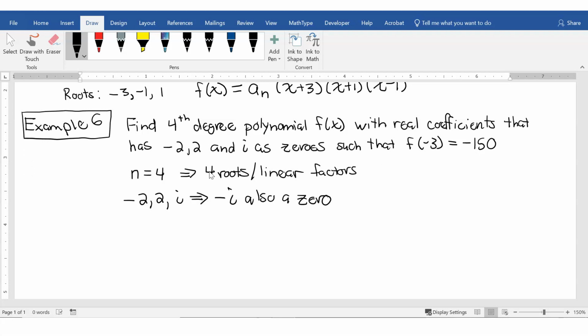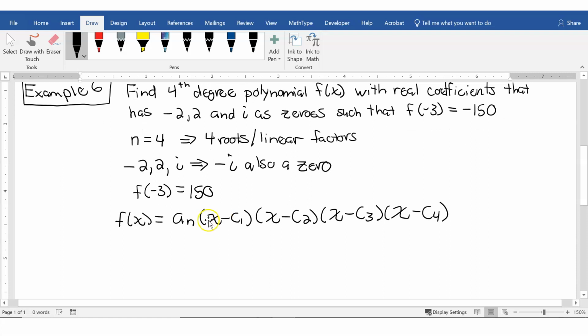So that's where we find that 4th root, and we see that complex conjugate concept come into the problem. The last piece of information is that f of -3 equals -150. We'll use this piece of information, the very last step, to solve for the leading coefficient, a sub n.